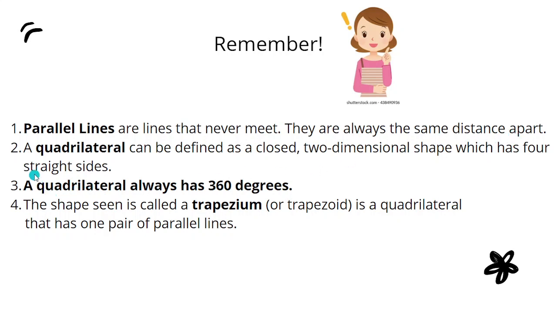Number two, remember that a quadrilateral can be defined as a closed two-dimensional shape which has four straight sides. So can you see two parallel lines? We can see two parallel lines here. A and B would be one line, and D and C would be the other line. So A and B are parallel to D and C. Those would be your parallel lines.